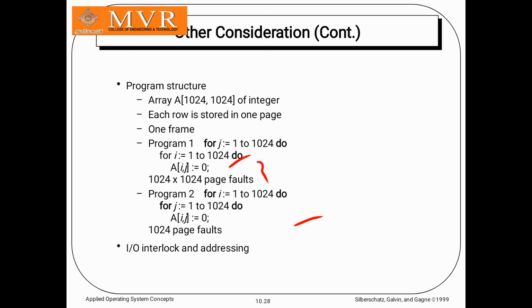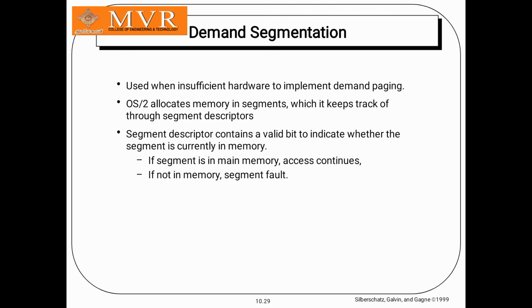And program 2: for i equal to 1 to 1024 do, for j equal to 1 to 1024 do. So then pages are 1024, and 1024 page faults will occur. The input output interlock and addressing also matter here. Interlock and addressing are taken by using the program structure of these two programs, as we can see here.